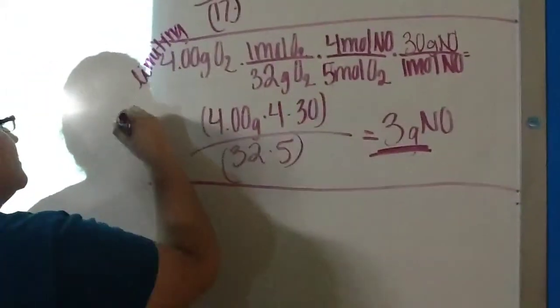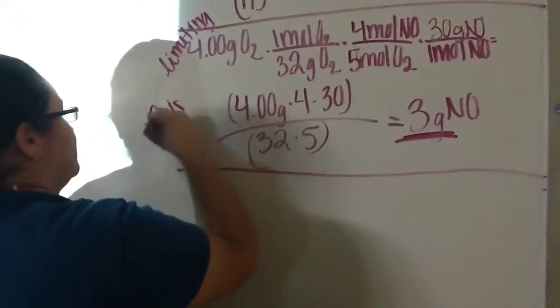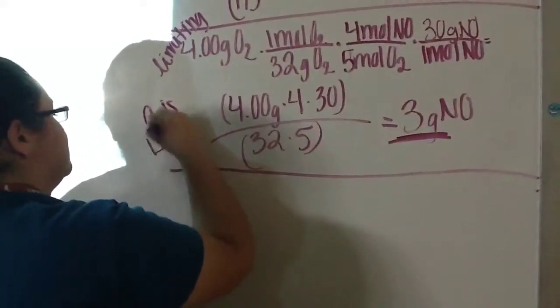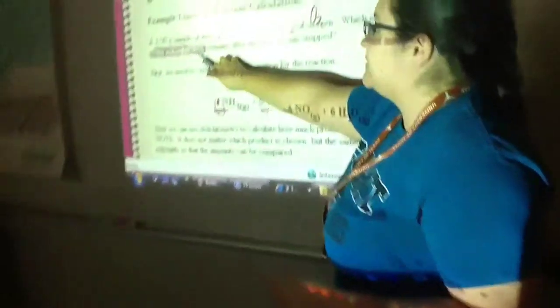So oxygen is the limiting reagent. Okay, so now the question wants us to find the excess reactant that remains.